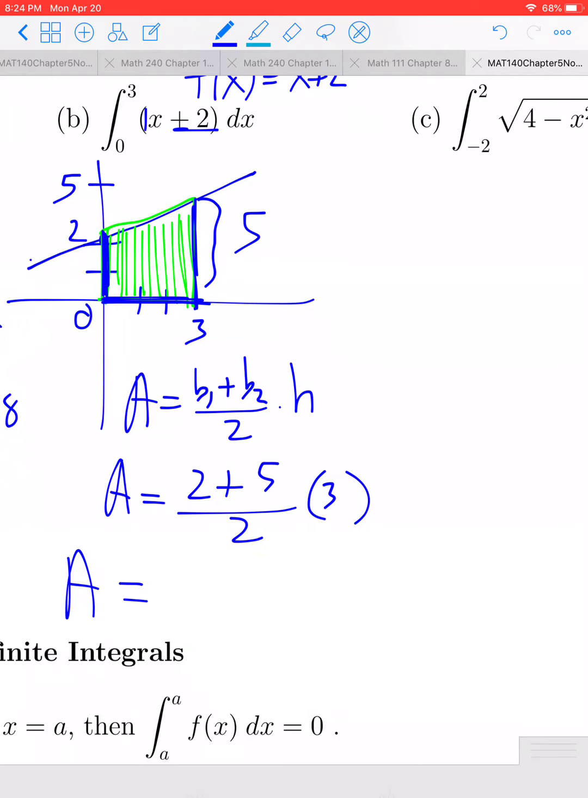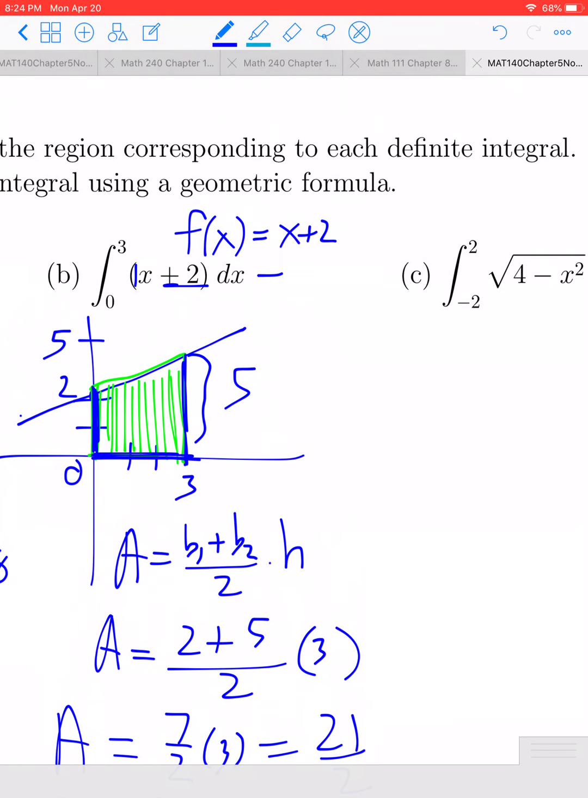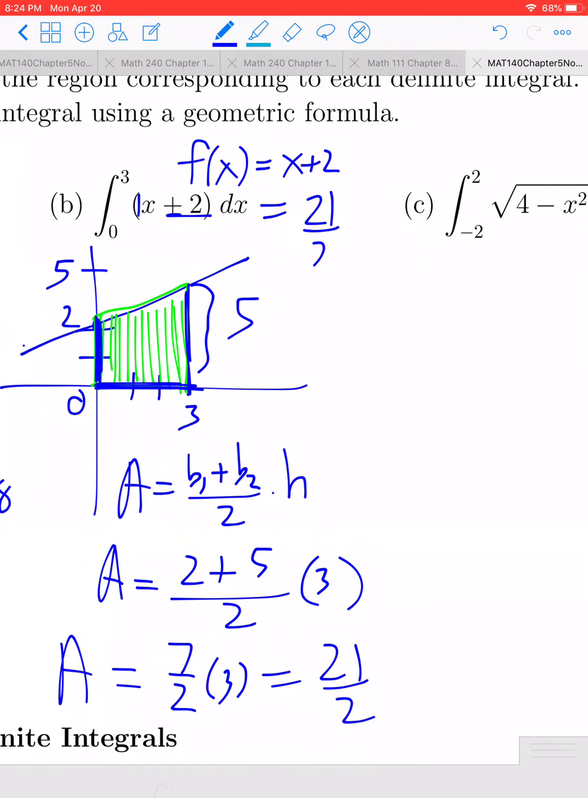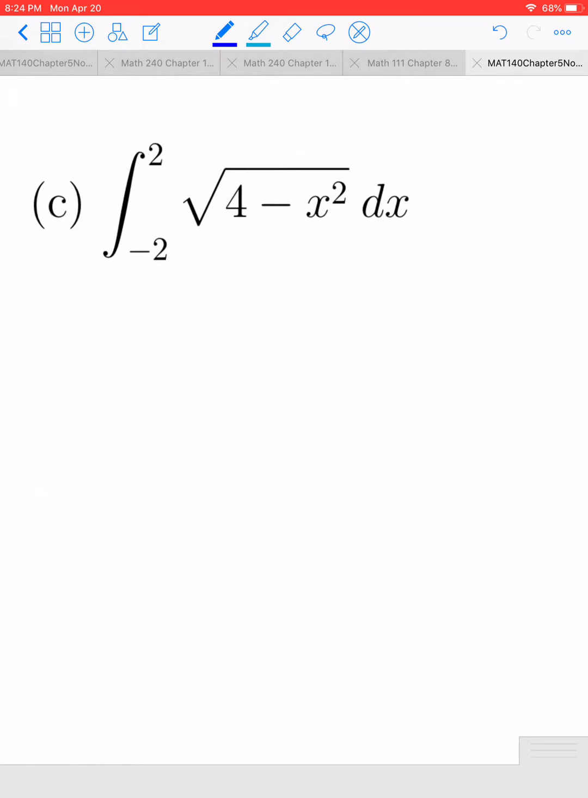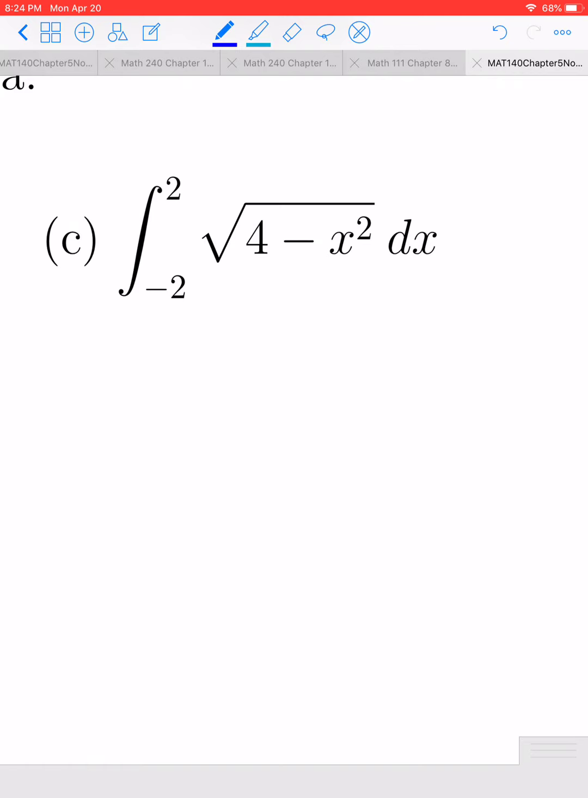So the area is going to be 2 plus 5, which is 7, halves times 3, which is 21 halves. Therefore, the value of the definite integral from 0 to 3 of x plus 2 dx will also be equal to 21 halves. We have one more. Let's take a look at part C. Instead of calling this f of x equals, let me call this function y equals the square root of 4 minus x squared, and I'll explain why in a moment.